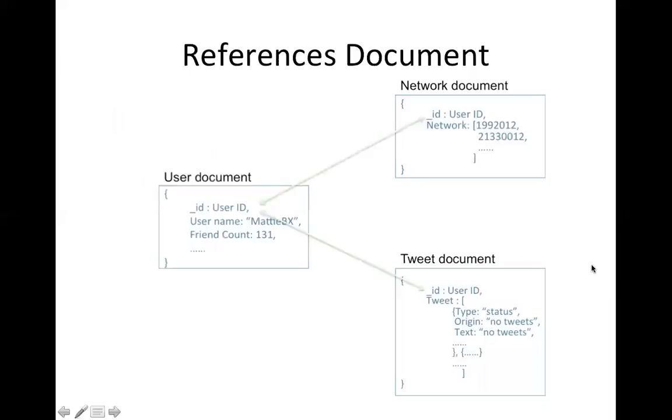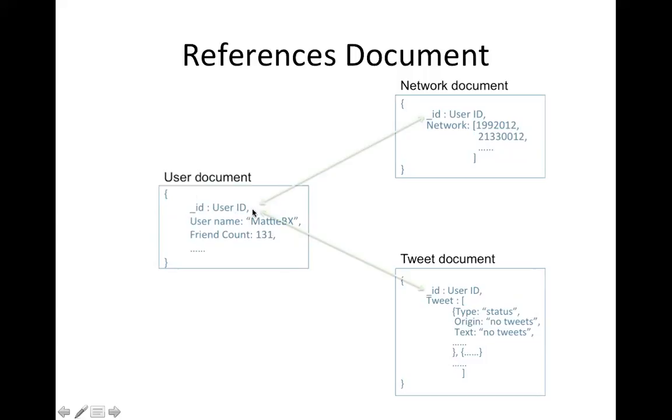So this is sample. Here we have a user document, we have a network document, and we have a tweet document. So for all these three kind of documents, they show us one user, like this is the user. But for the Twitter, the user will have a relationship, will have friends. So how can we find friends?